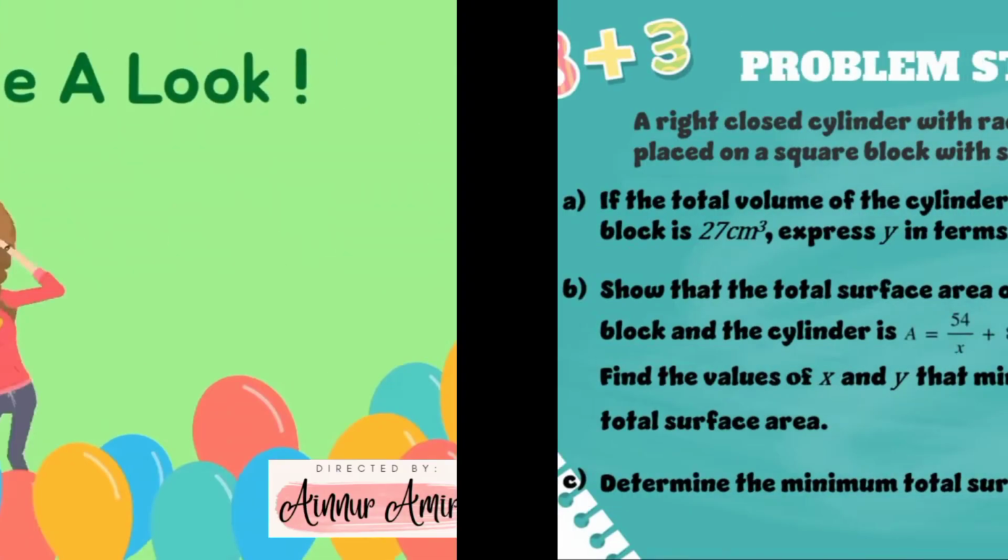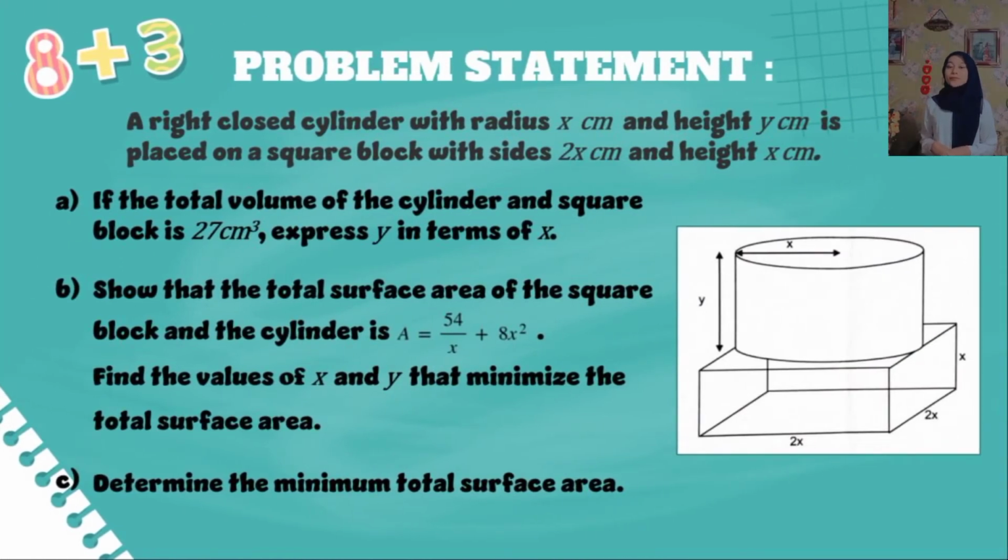Let's take a look. Our group has taken this question as an example of our problem statement. A right-closed cylinder with radius x cm and height y cm is placed on a square block with sides 2x cm and height x cm. So from this statement, we know that this cylinder has a radius of x cm and y cm height. Meanwhile, this square block has 2x cm sides and x cm height.